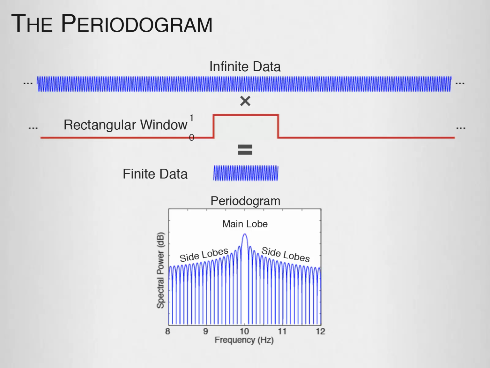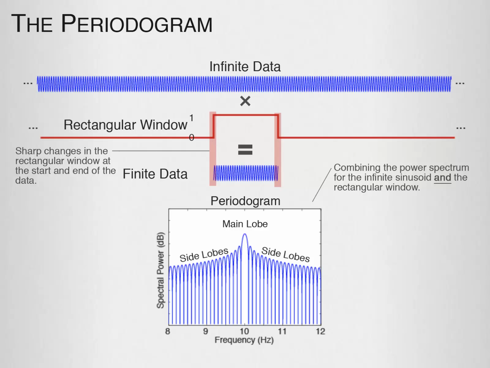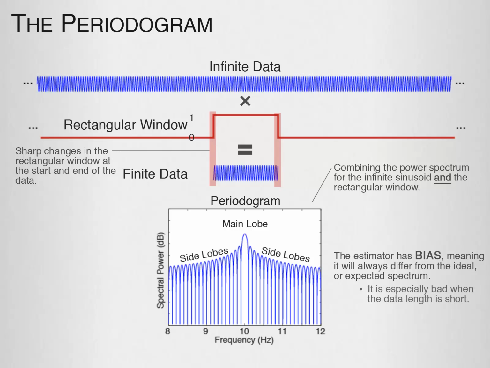Therefore, when we are computing this Fourier analysis that assumes the data is infinite in length, what happens is it ends up combining the power spectrum for the infinite sinusoid and the rectangular window. Due to the sharp changes in the rectangular window at the start and end of the data, the result we get is this wavy trace with one main lobe and infinite little side lobes. Since we live in the real world with finite data, we cannot obtain the perfect spectrum with one peak that we want. What this means is that the estimator has bias, meaning it will always differ from the ideal or expected spectrum. It is especially bad when the data length is short.